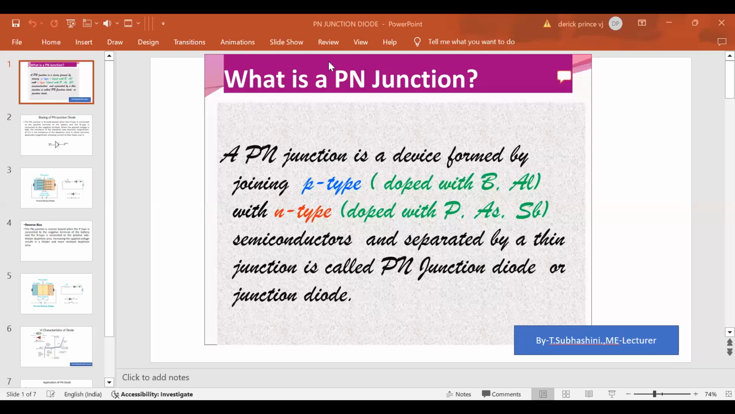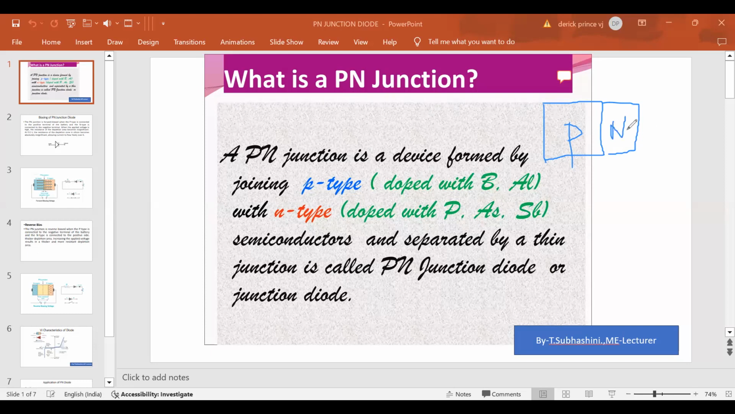Today's topic is about PN junction diode. So, what do you mean by this PN junction diode? Actually, this is P-type substrate. This we can take as P-type. P means holes, P-type substrate. And this we can take as N-type substrate. So, this is P-type and N-type.